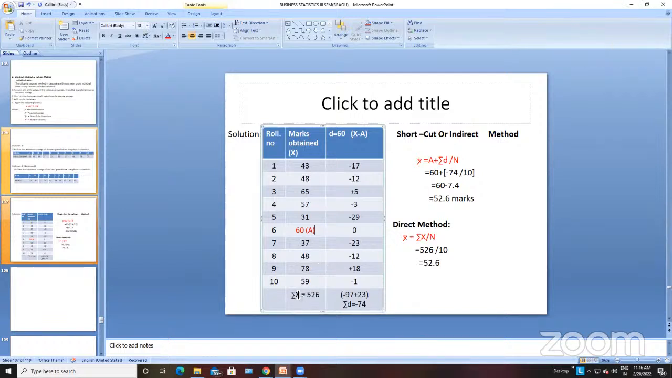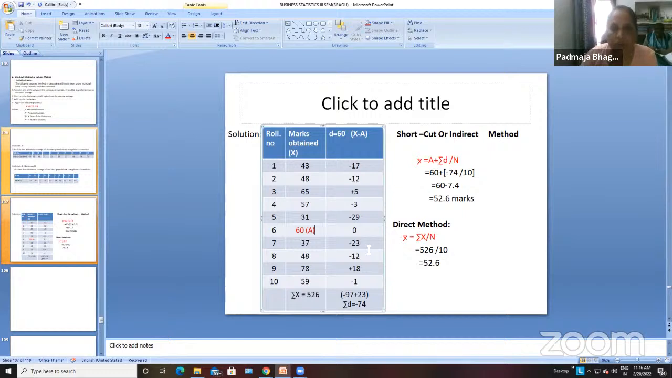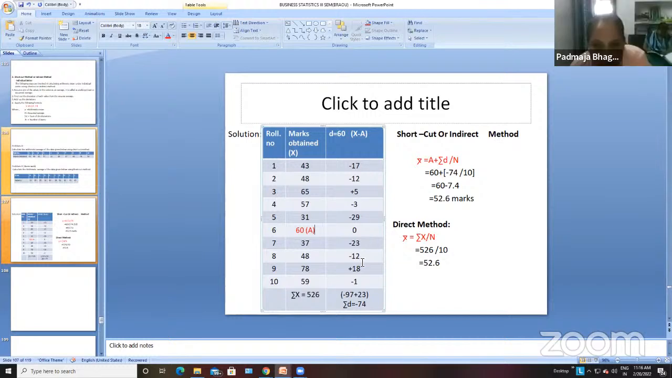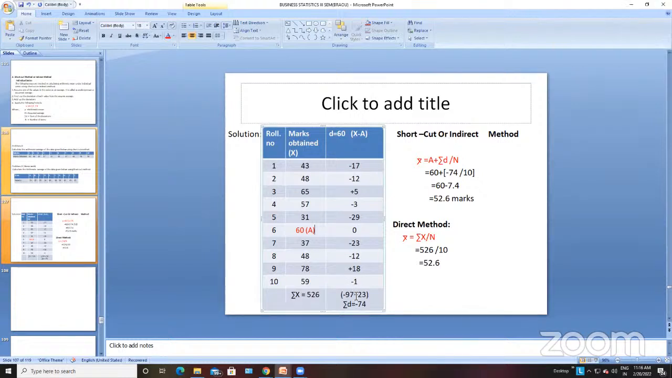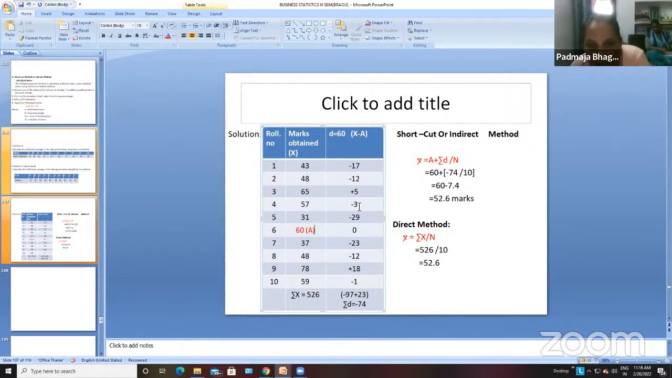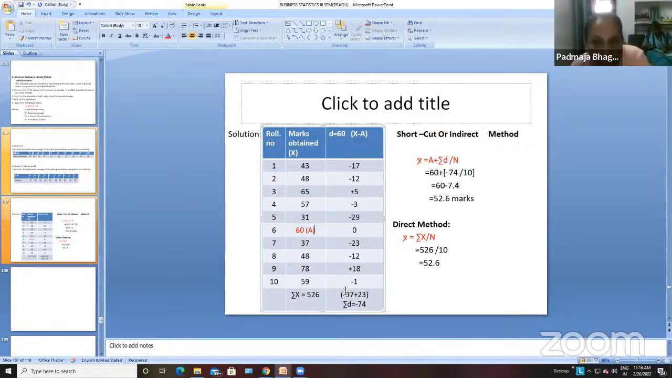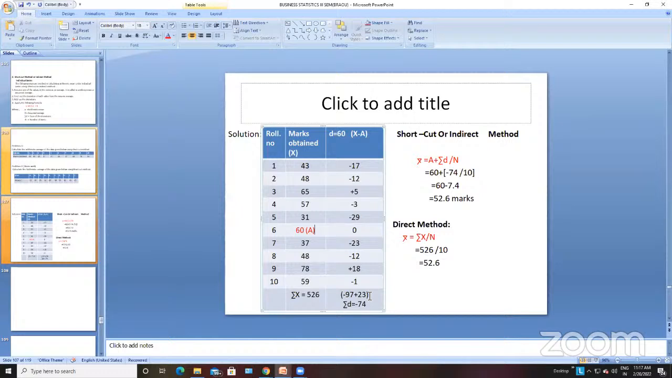Done? Okay, ma'am. Then you add up all the minus values. First you add all the minus values. अपने पूरे माइनस वैल्यूज ऐड करें तो minus 97 आया. Got? Yes, ma'am. Minus 97. All the plus values, 23. आ गया ना? 97 minus 23, 74. Minus 74. ये हो गया.